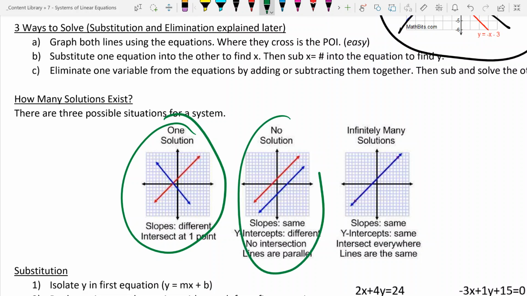There will be some situations where there's no solution. As we can see by these two lines, they're parallel, which we did last unit, which means they have the same slope. They're never going to cross each other, which is like if two people were walking at the same speed, they're never going to catch up to each other.